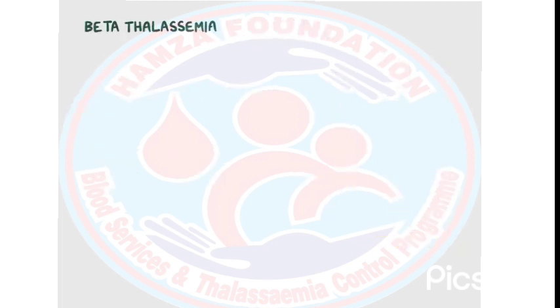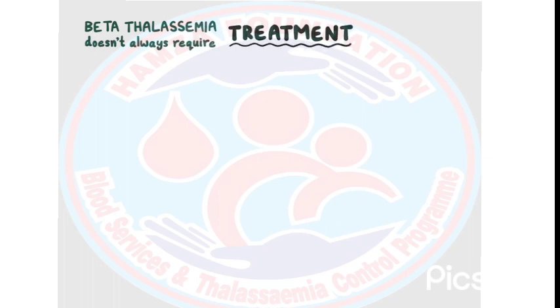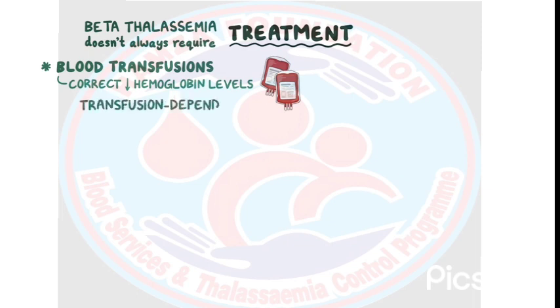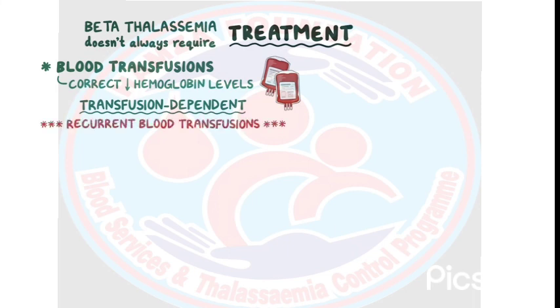Beta thalassemia does not always require treatment, but when needed, blood transfusions are given to correct low hemoglobin levels and associated symptoms. Based on the need for blood transfusion, there are two clinically relevant categories of beta thalassemia. First, there's the transfusion-dependent thalassemia category, which refers to all the phenotypes that require recurrent blood transfusions for survival. This category includes beta thalassemia major and sometimes intermediate beta thalassemia with severely reduced beta chain synthesis.